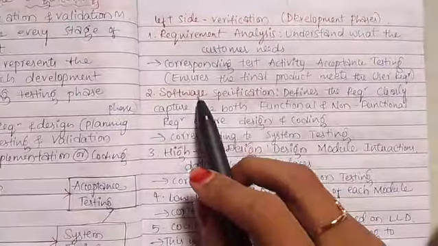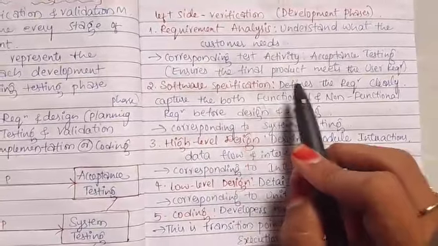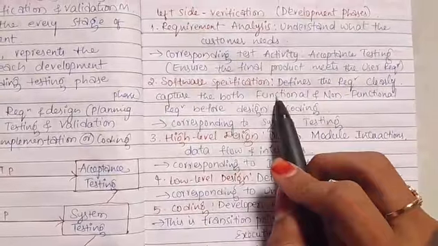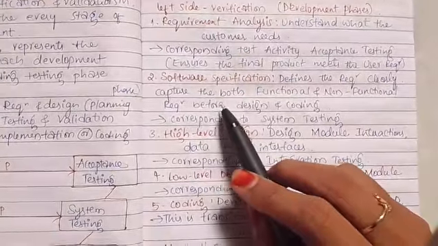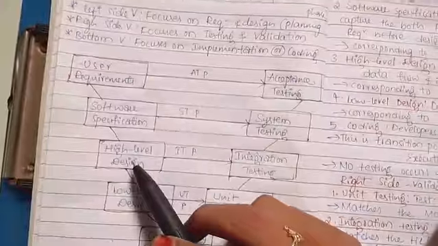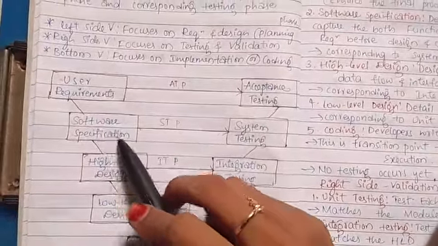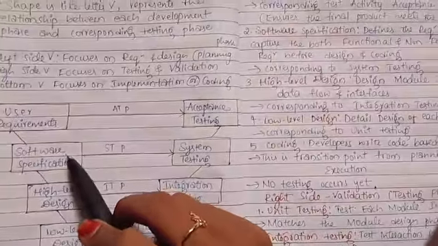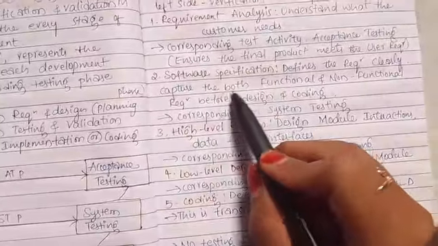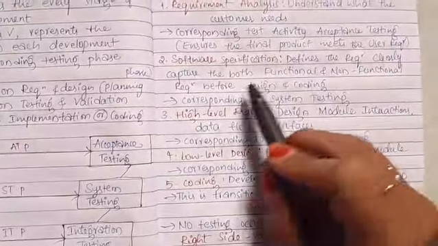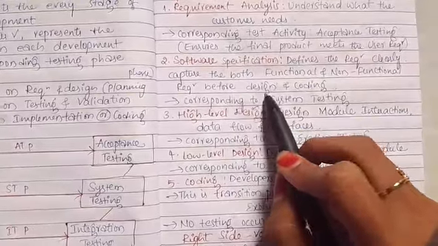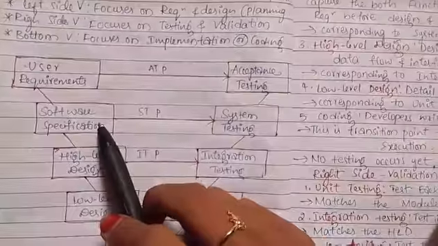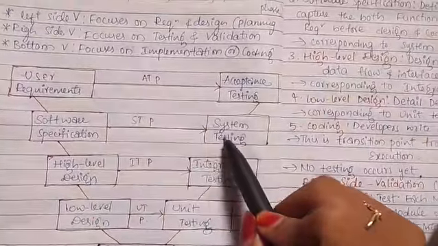The second one is software specification. It will define the requirements clearly and capture both functional and non-functional requirements before going to designing or coding. It will make a clear picture before starting the designing and coding. Here the software specification corresponds to the system testing.